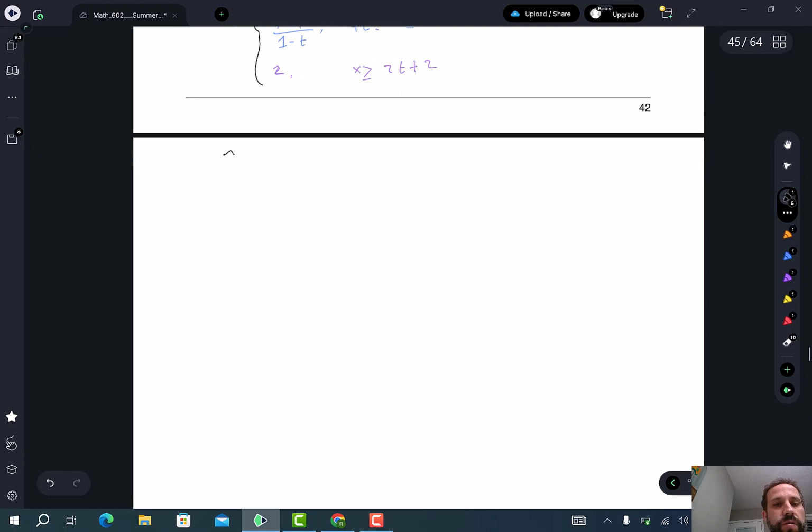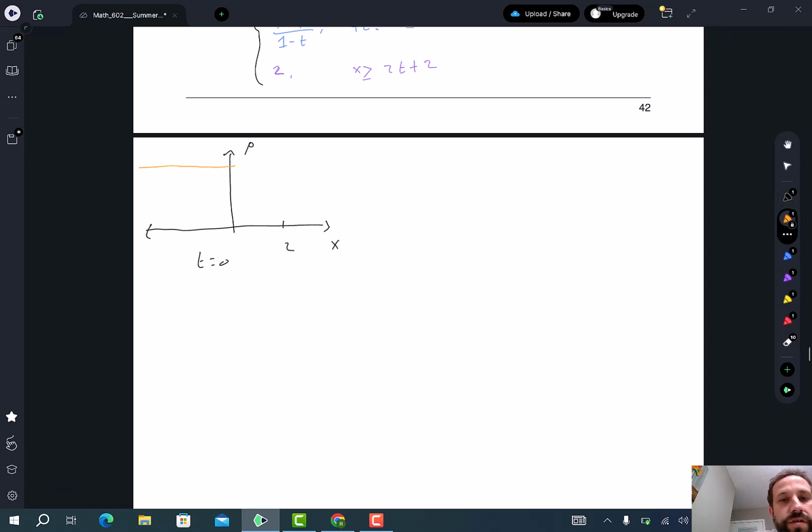So if t is equal to 0, let's first look at what happens when t is equal to 0. This will be the x-axis, this is the rho axis, this is 2. The solution is going to be 4 up till 0. It's going to be equal to 2 for x greater than 2. And then the blue part is just the linear interpolation between the two.